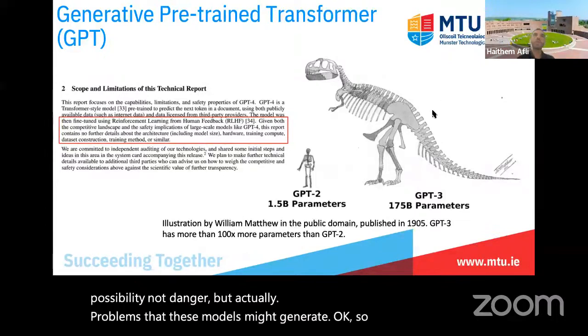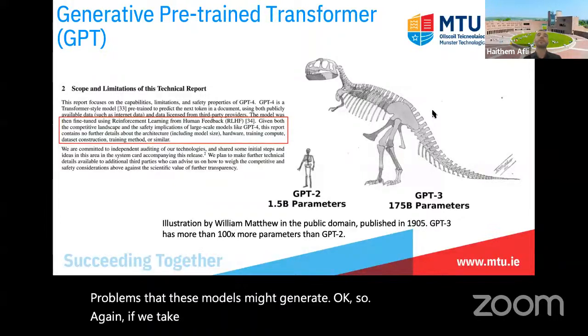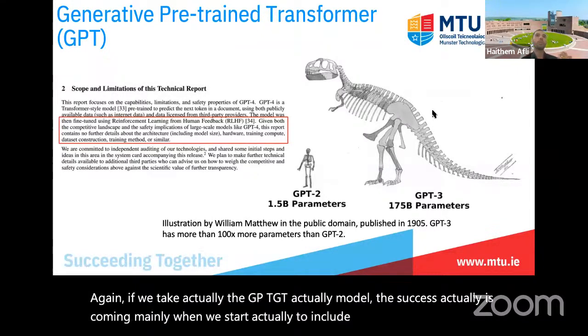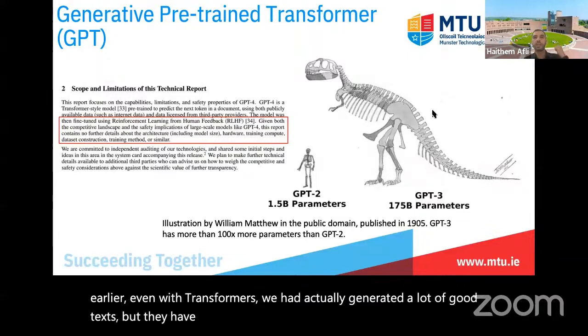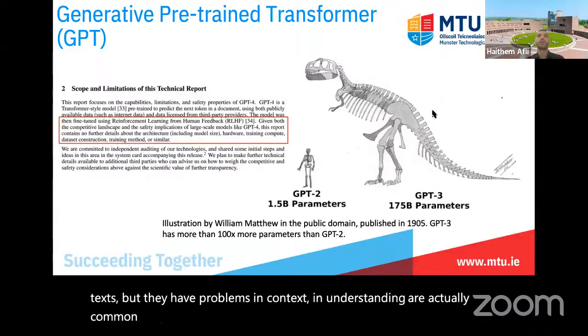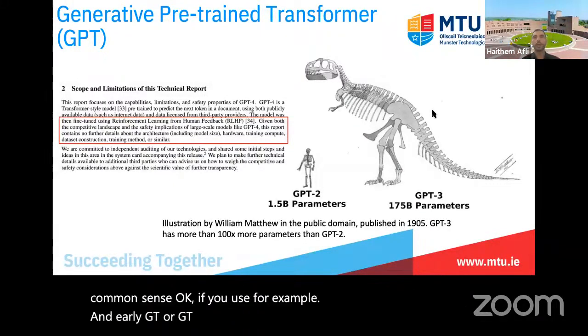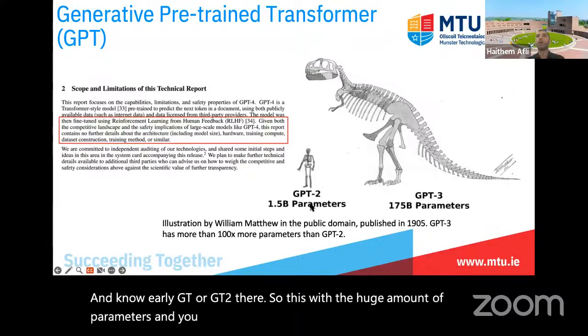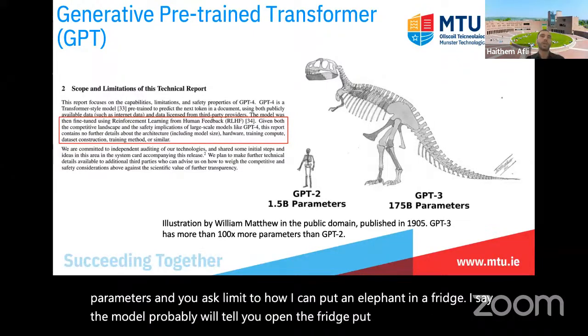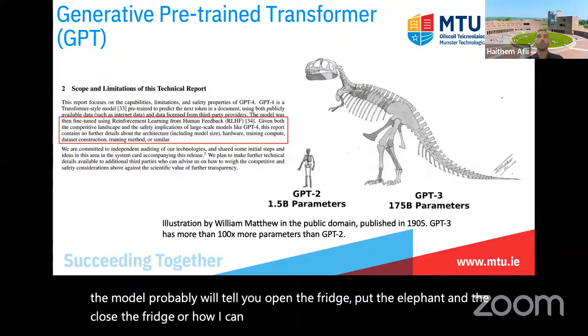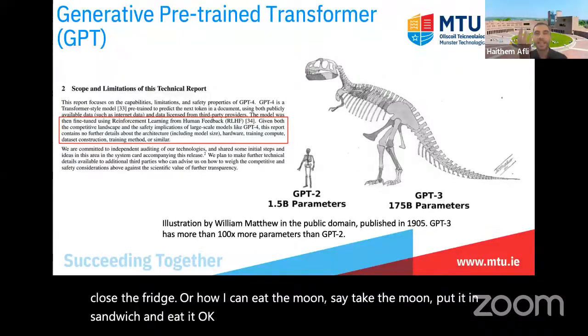Okay, so again, if we take the ChatGPT model, the success is coming mainly when we start to include human feedback. Earlier, even with transformers, we generated a lot of good text, but they had problems in context and in understanding common sense. If you use, for example, early GPT or GPT-2, with a huge amount of parameters, and you ask GPT-2 how I can put an elephant in a fridge, the model will probably tell you: open the fridge, put the elephant in, and close the fridge. Or how I can eat the moon: take the moon, put it in a sandwich, and eat it.